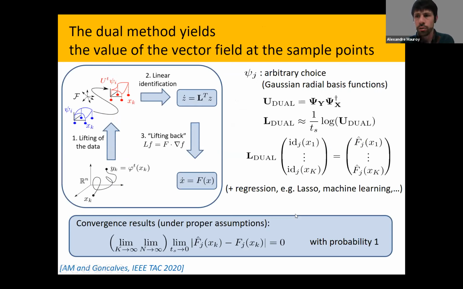Okay, so again, we can now use the same method. So I will go fast using these three steps. And what we get in the end will be the value of the vector field at the different sample points, at the different data points. So now that we have the value of the vector field at the different data points, we can use some regression, promoting sparsity using the lasso method, or even any kind of machine learning that you would like, to then obtain the coefficients Ci, which correspond to the expansion in the library functions. Again, we have convergence results, but I will not discuss this.